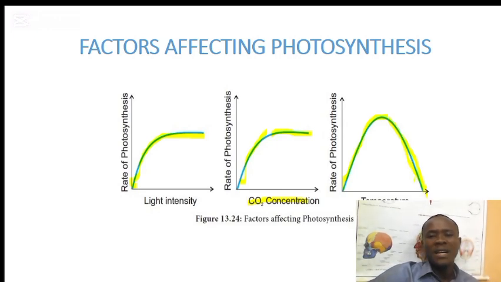We have other factors that affect photosynthesis, like the amount of water present in the leaf, as water is also a raw material for photosynthesis. We also have the amount of chlorophyll molecule in the leaf, because it is the chlorophyll molecule that absorbs the sunlight, and also the health status of the leaf. If the leaf is infected, that will also affect photosynthesis.